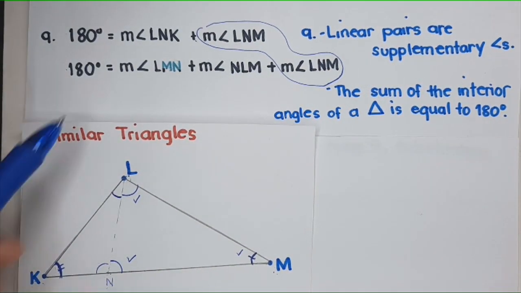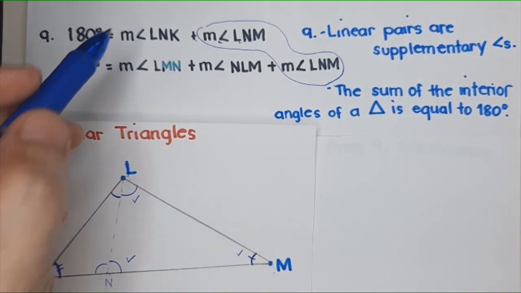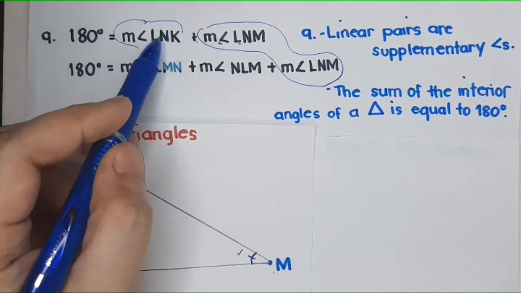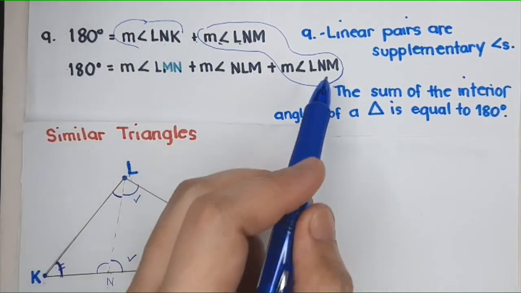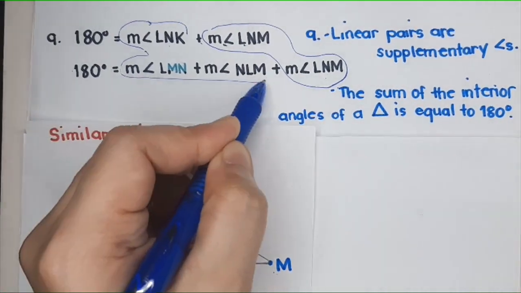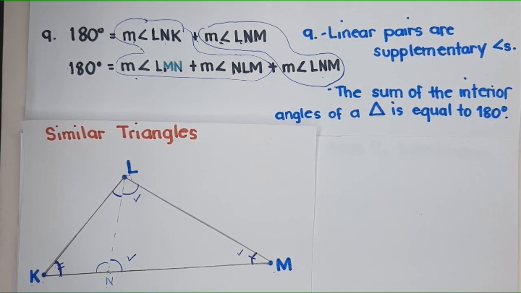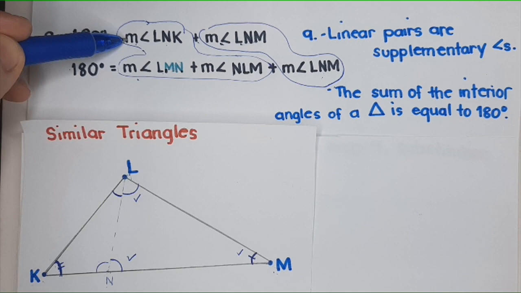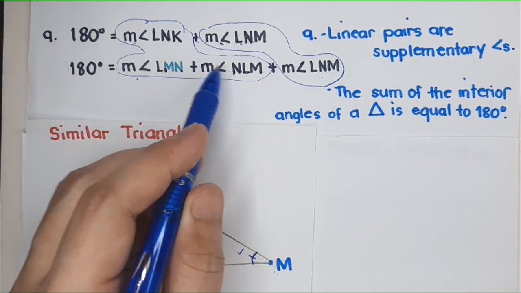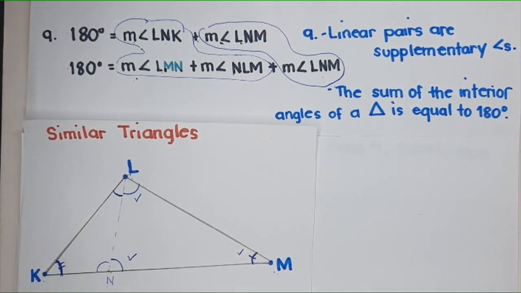Pareho, right? Pareho siyang LNM. Okay? Ngayon, ibig sabihin, this LNK here, di ba siya yung supplementary angle dito? Yung supplementary angle dito ay yung sum naman ng dalawang angle measure na ito. So, therefore, the measure of angle LNK is equal to the sum of these two angle measures. Okay? Or you may do substitution.